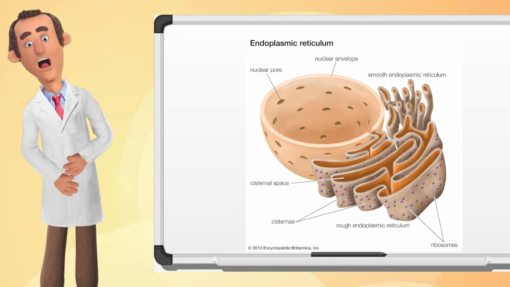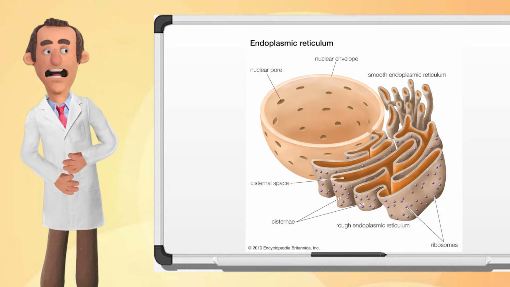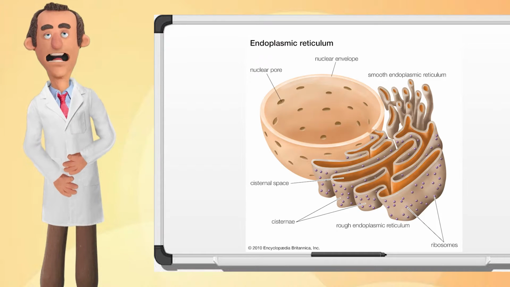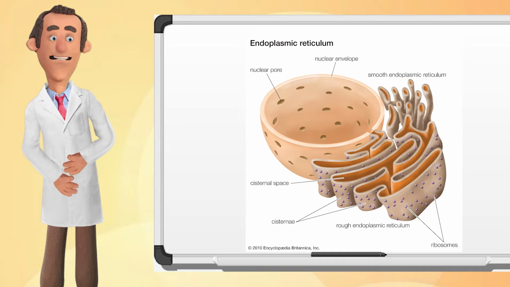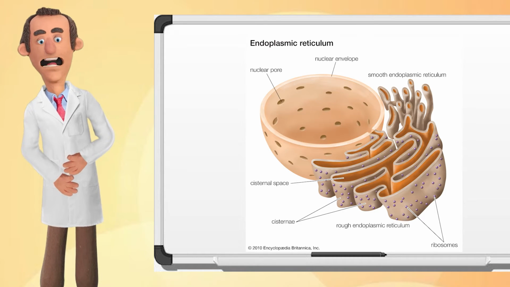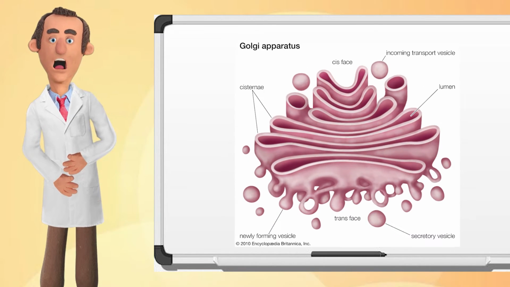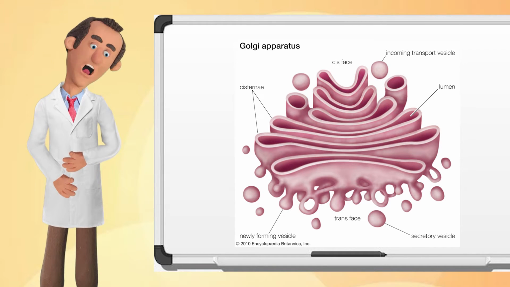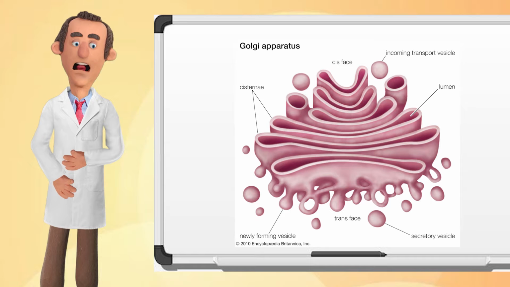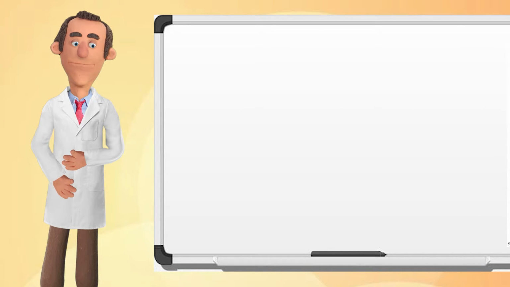Endoplasmic reticulum. This organelle helps process molecules created by the cell. The endoplasmic reticulum also transports these molecules to their specific destinations either inside or outside the cell. Golgi apparatus. The Golgi apparatus packages molecules processed by the endoplasmic reticulum to be transported out of the cell.